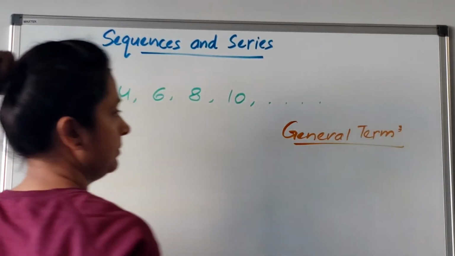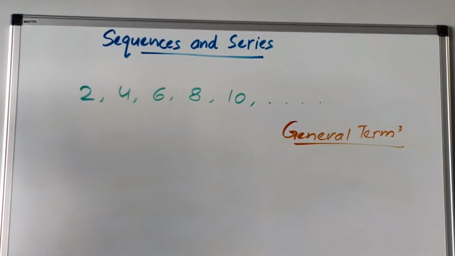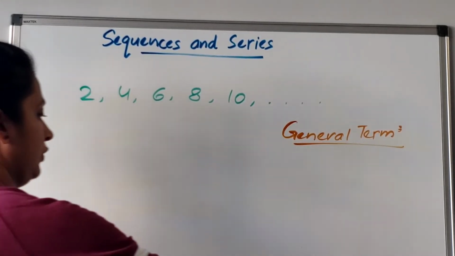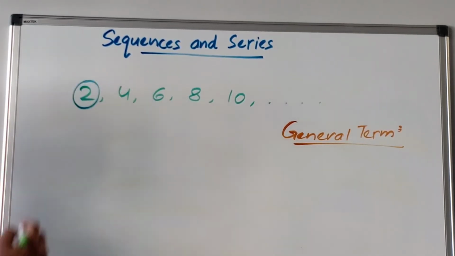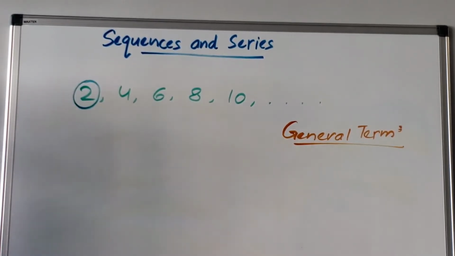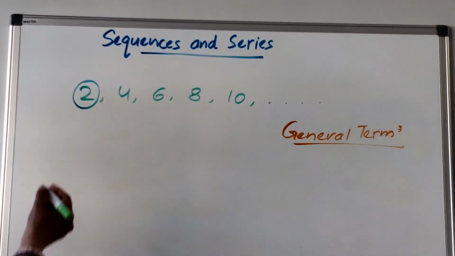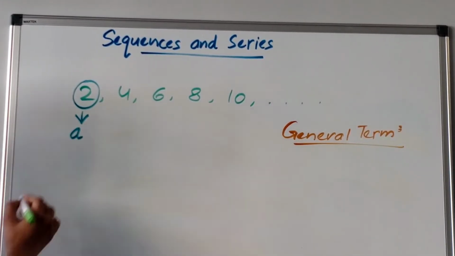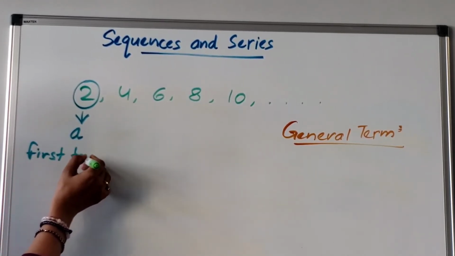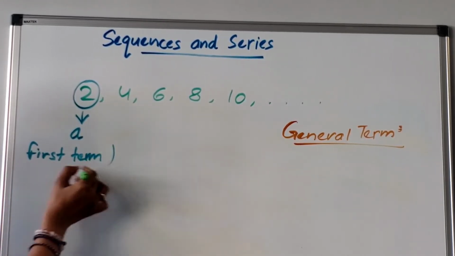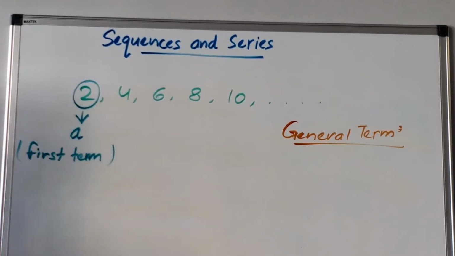Now, the general term denotes the formula that you can use to find out any missing term in a sequence. There are a few requirements for that. For example, the first term tells me that my sequence is going to begin with a certain number, and that is represented as A. So the A represents the first term of my sequence.